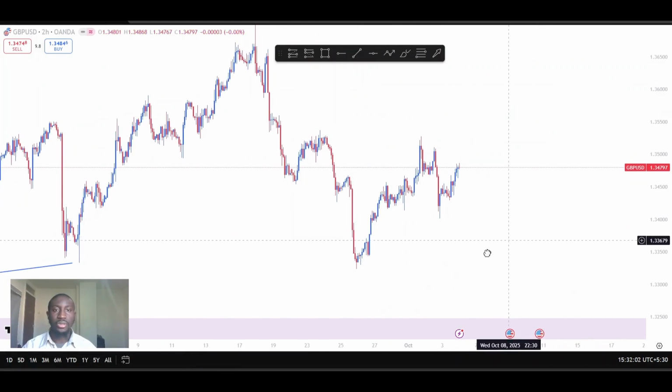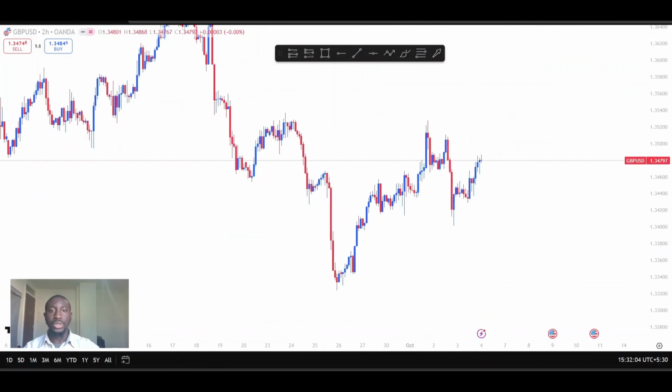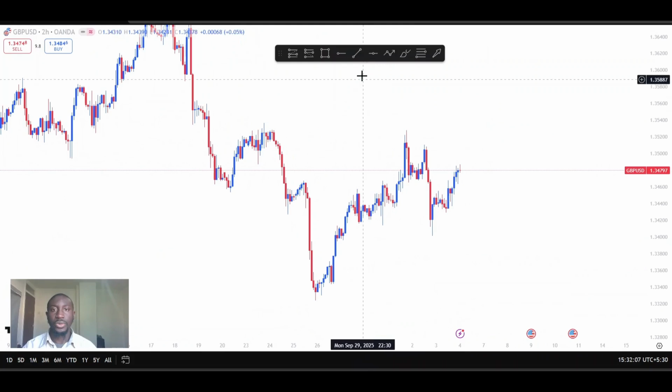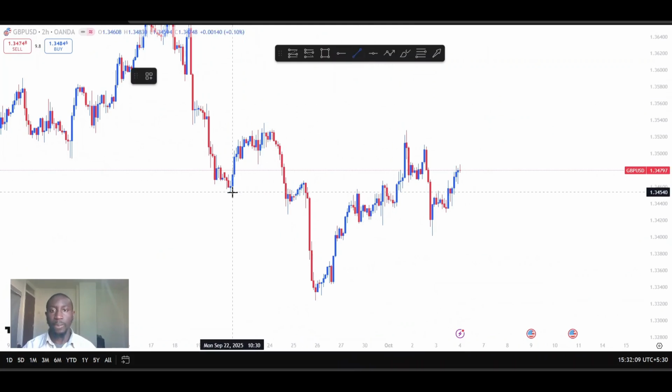So now for the shorter term, what I'm expecting is that, first of all, there was a break of structure from here. The manipulations in the market this period is too much. There was a break of structure from here.